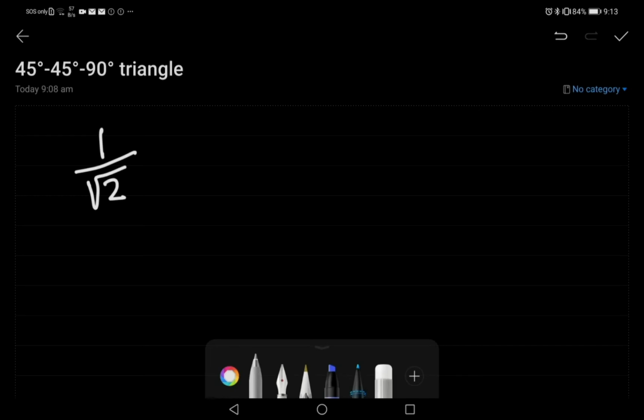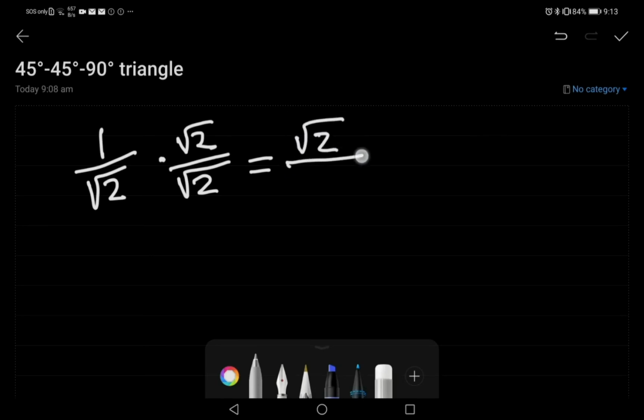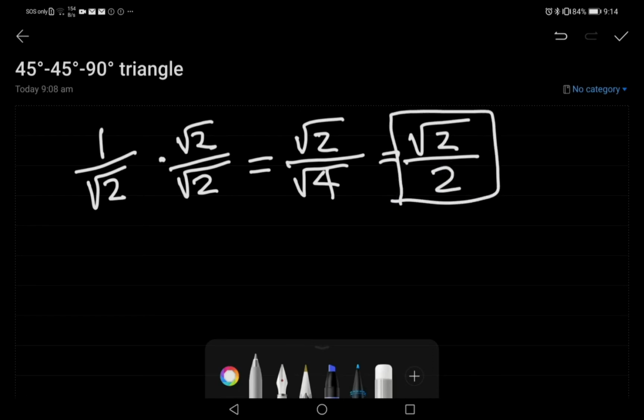Okay, for this example, 1 over square root of 2, we are going to multiply this using the square root of 2, so square root of 2 over square root of 2. Then, 1 times square root of 2 equals square root of 2, over square root of 2 times square root of 2 is square root of 4. So this is square root of 2, and the square root of 4 is 2. So this is now the answer.